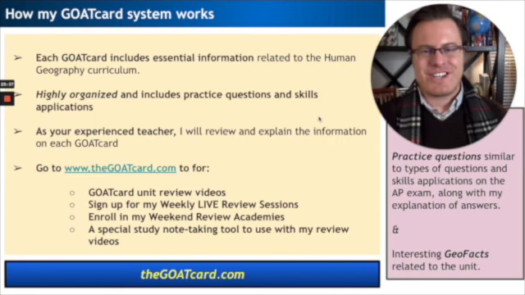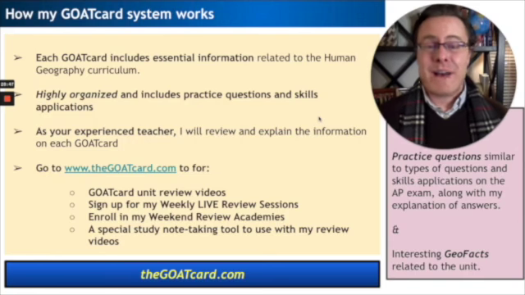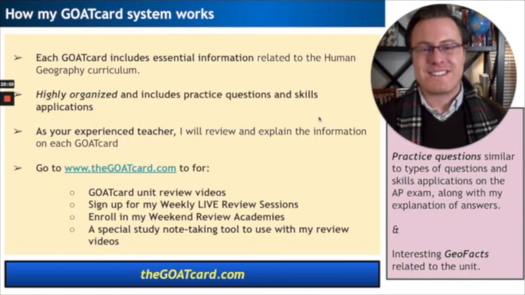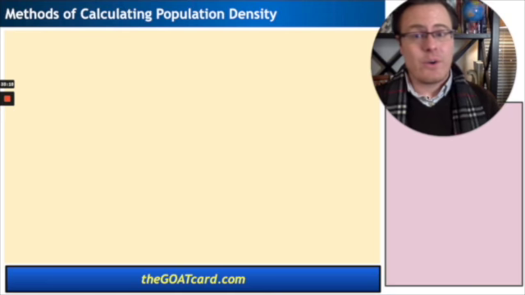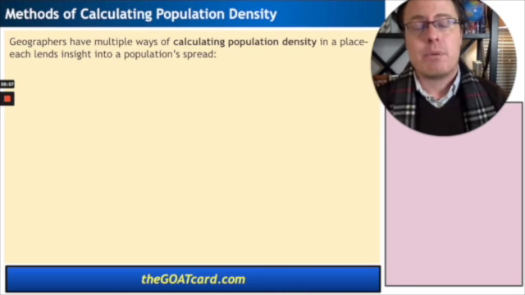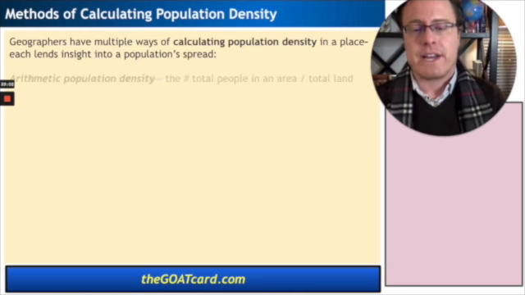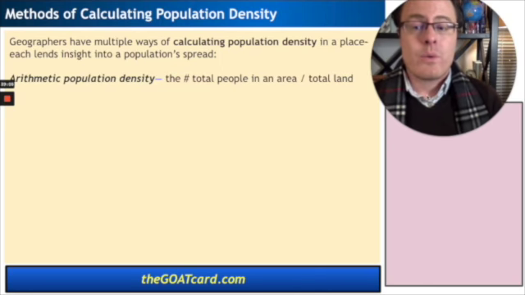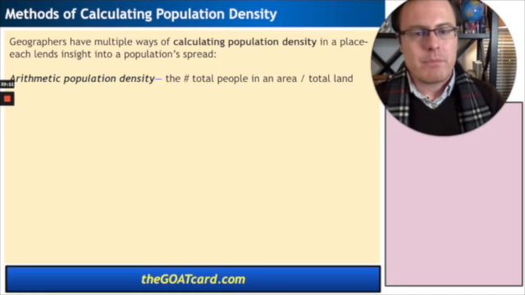All right, AP Human Geography scholars, it is now time to jump in to our AP Human Geography GOATcard review unit on population and migration patterns and processes. Okay, it's time for our second GOATcard, methods of calculating population density. Geographers have multiple ways of calculating population density in a place, and each of these ways lends insight into population spread. First, there is what's called the arithmetic population density, and that's just the total number of people in an area divided by the total land.